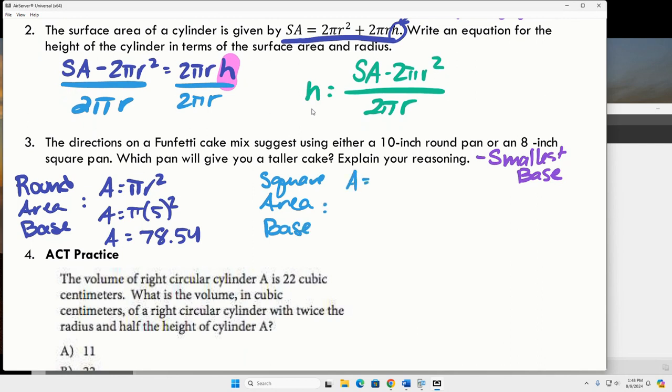How do you find the area of a square? The side squared. Or length times width, and they're the same. So whatever. We need to multiply 8 times 8 or square 8. So that's 64. So which is going to be taller? Square makes taller cake.